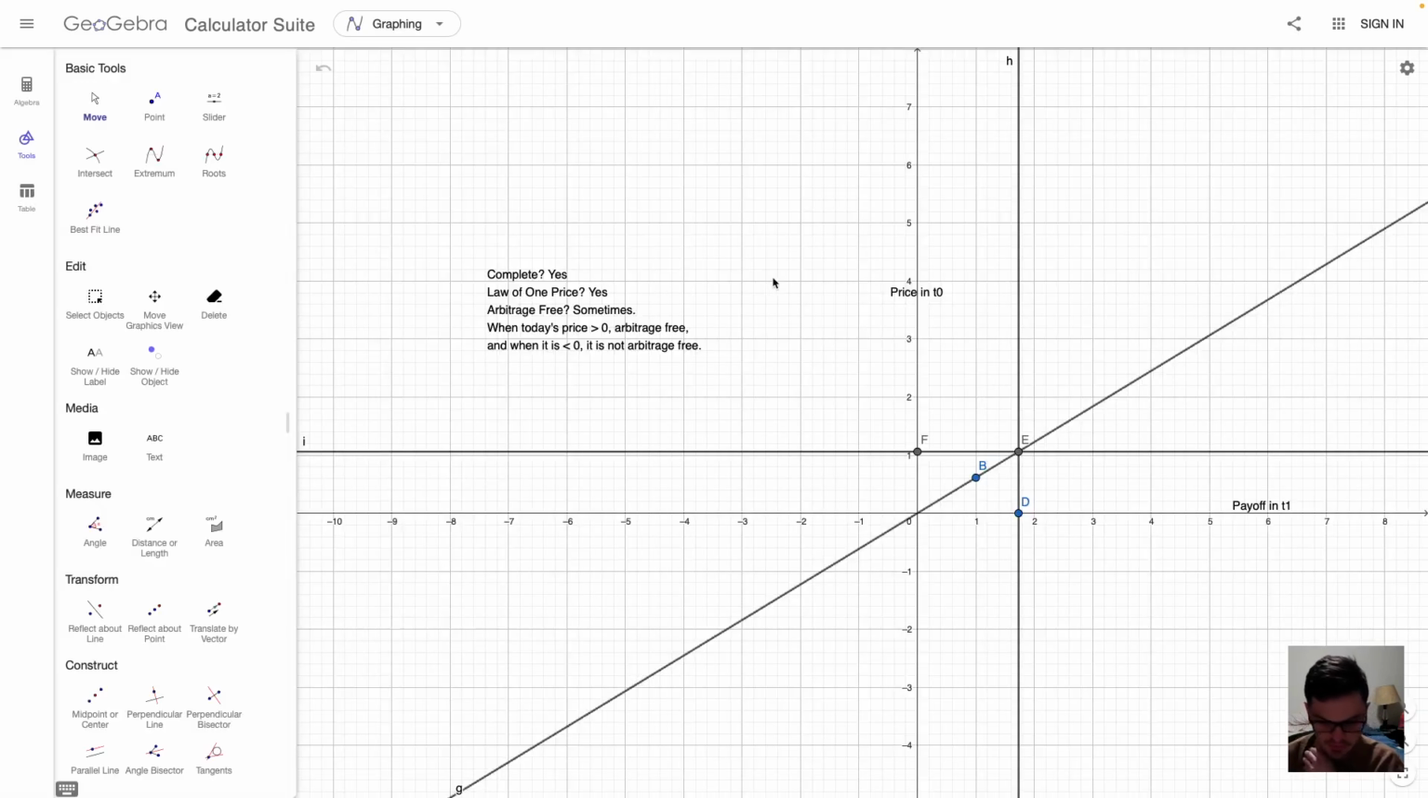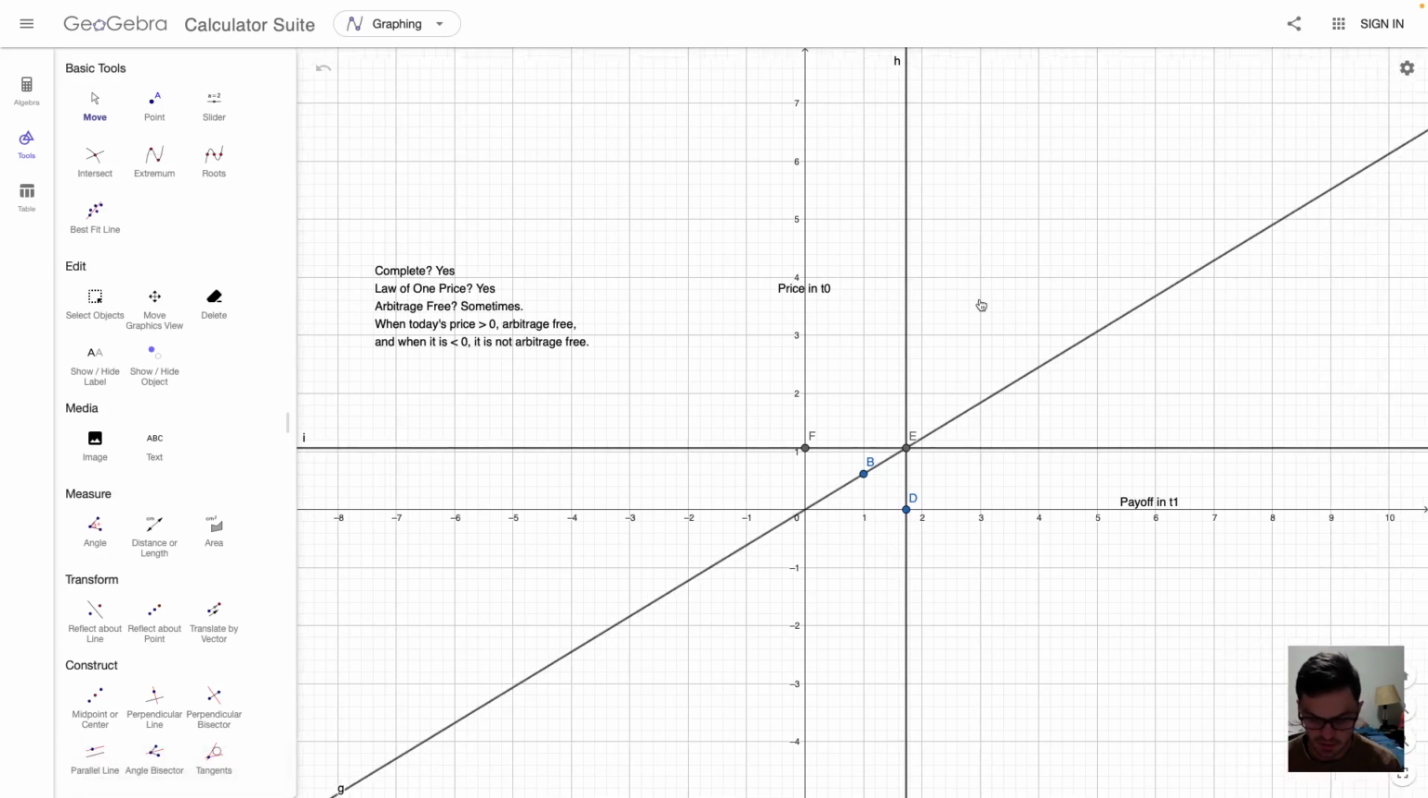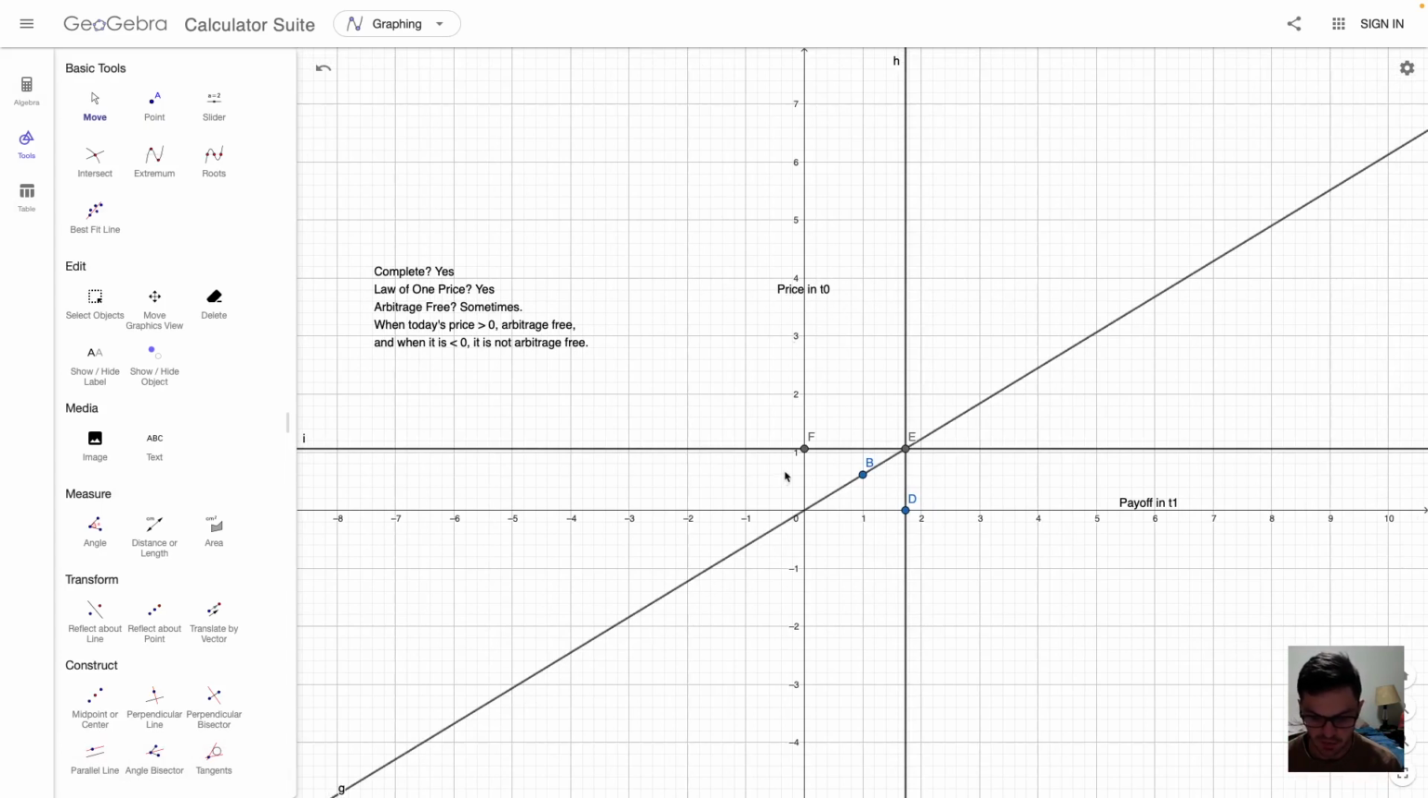And the first thing we'll do is answer the question about why is time 0 on the y-axis and time 1 on the x-axis. You know, it might feel more intuitive to have these the other way around, right?